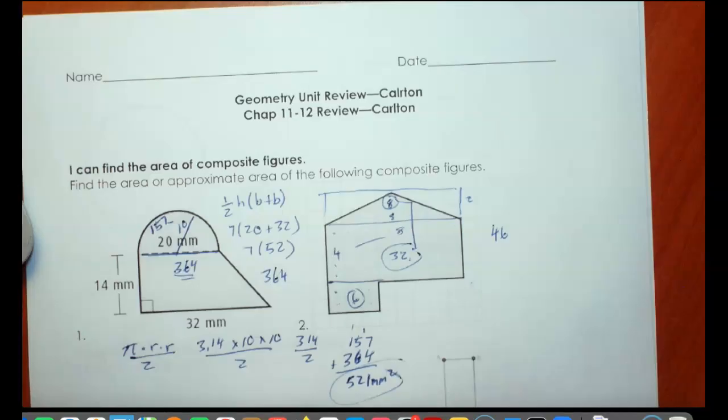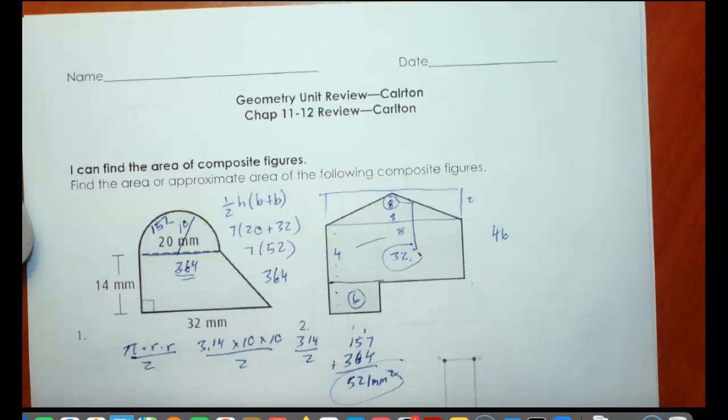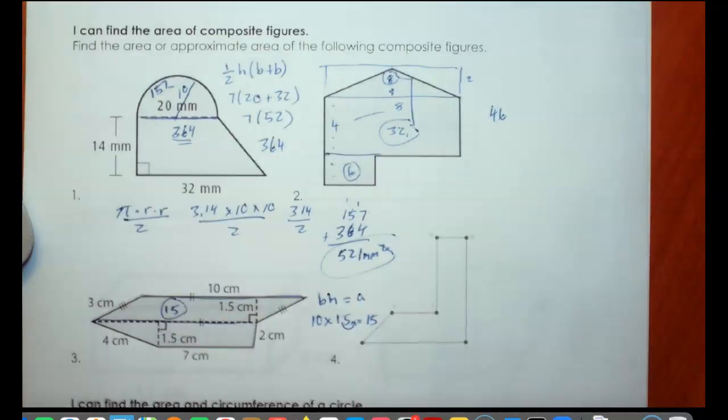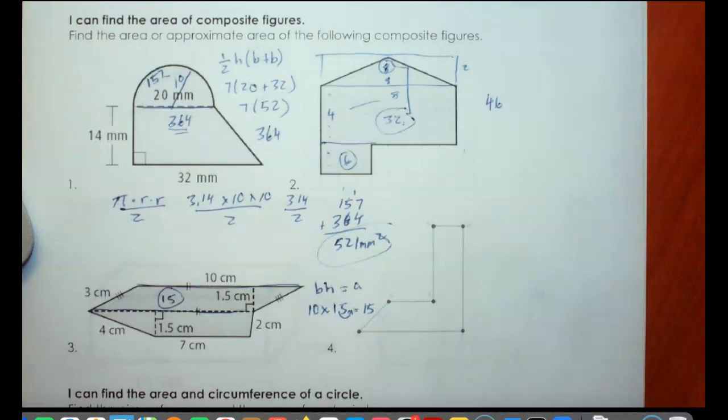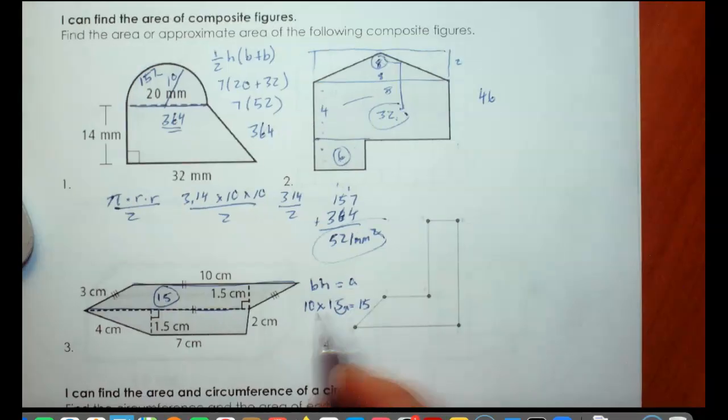So the base is 10. So 10 times the height, which is 1.5. Well, 10 times 1.5, I could just move that decimal. You can put it into your calculator, but it's 15. So I've got 15 here. Let's find the area. Sorry about that. Here's the base times the height equals the area. Here's the 10 times 1.5.